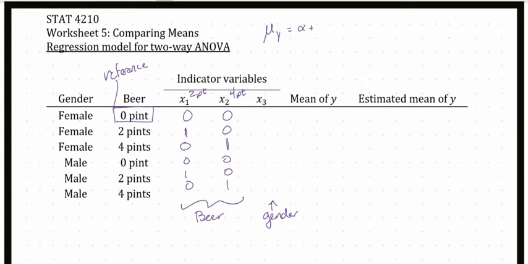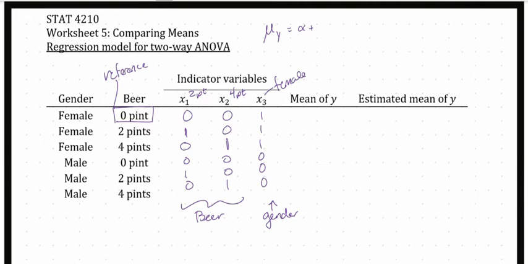Now we need to do the indicator variable x3, which is the indicator for gender. And we're going to make this an indicator for female. So this is the female indicator. This is going to be a little bit more straightforward. Females are female, and so they will get a 1. The males are not female, so they will get a 0 for the female indicator.